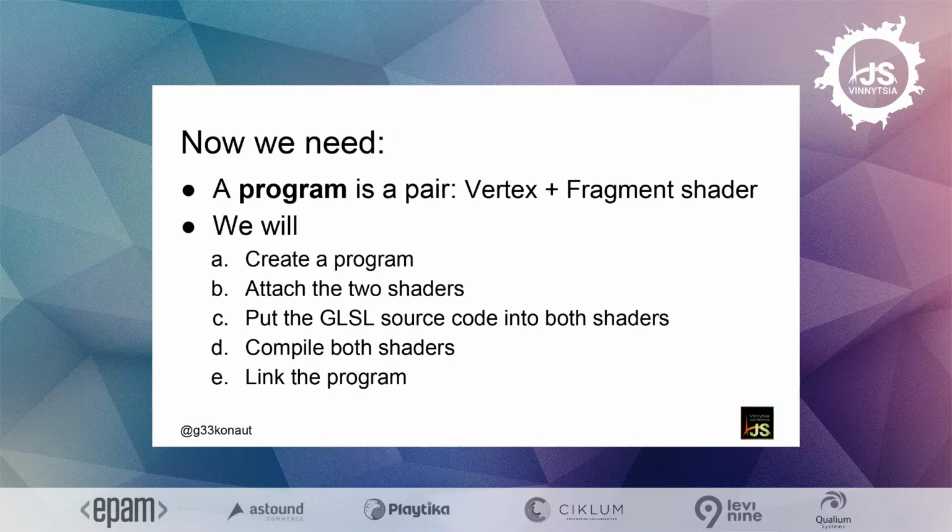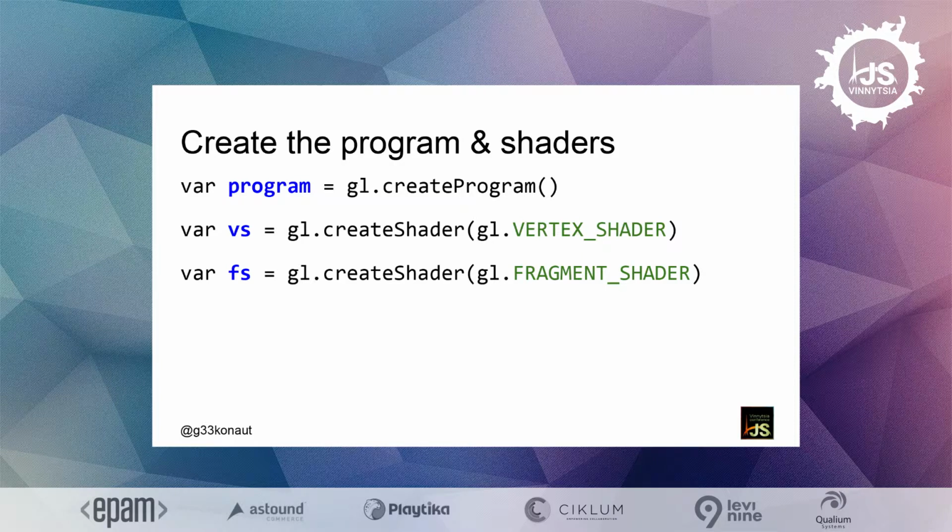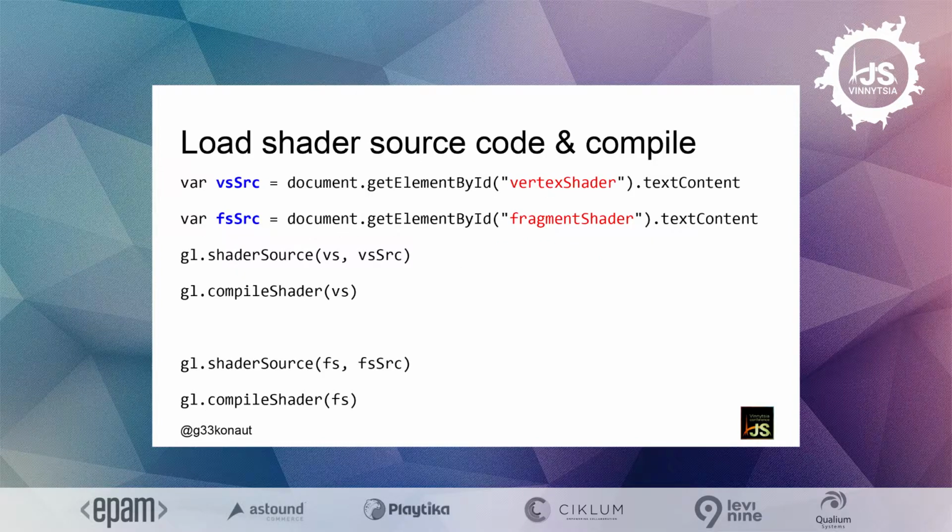Okay, cool. So we create a program, fair enough. We create shaders, one of type vertex shader, one of type fragment shader. Then we get the text content of each of the scripts, so this gives us the source code that we wrote for each of the shaders. Then we set the shader source for the vertex shader, and then we compile the shader. And then we do the same thing for the fragment shader.